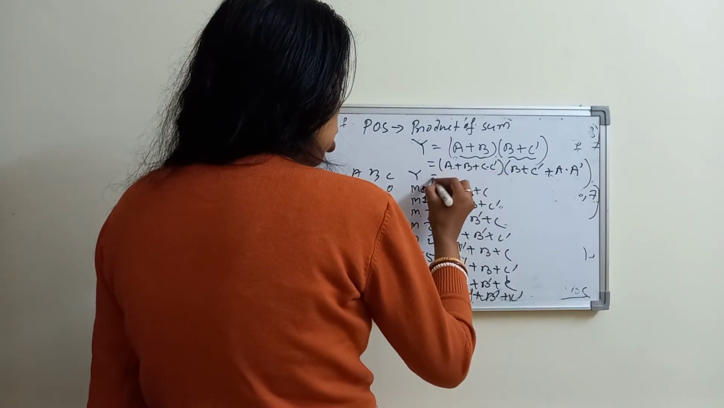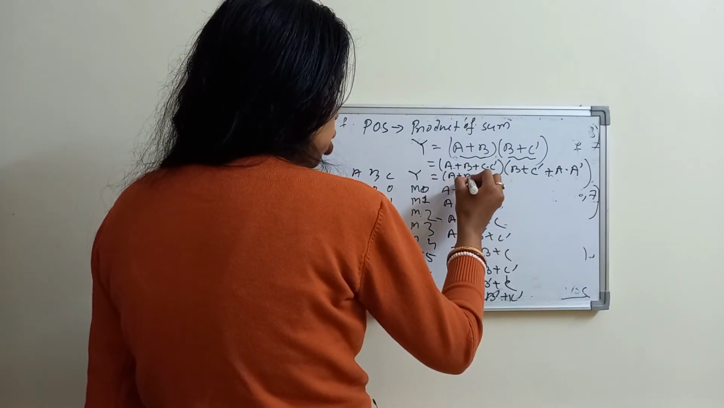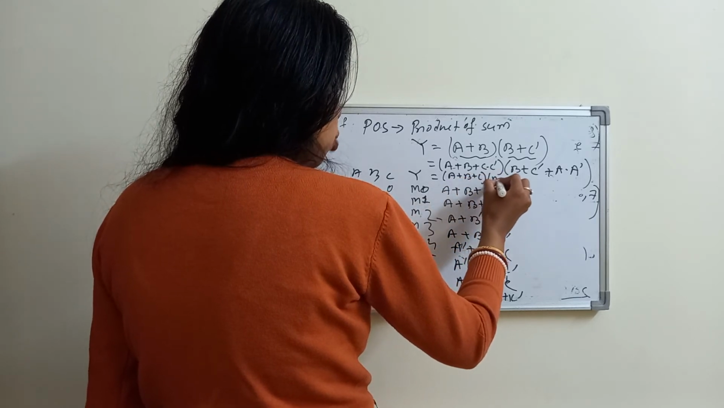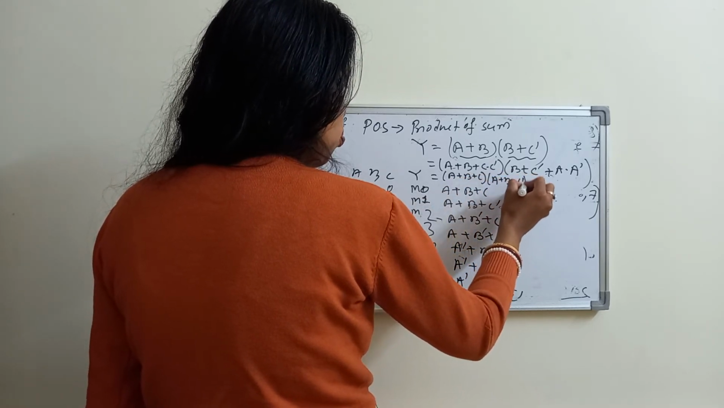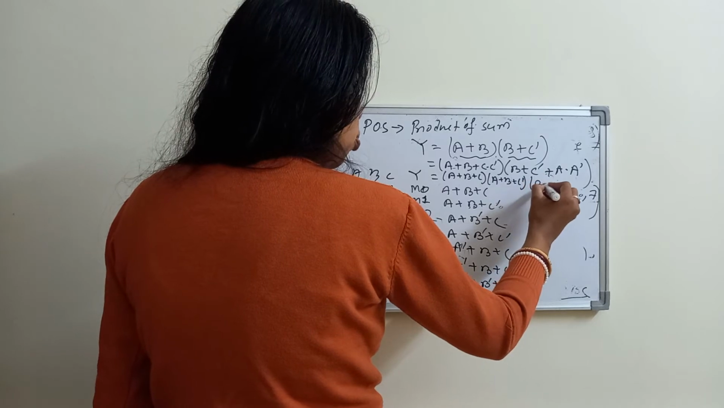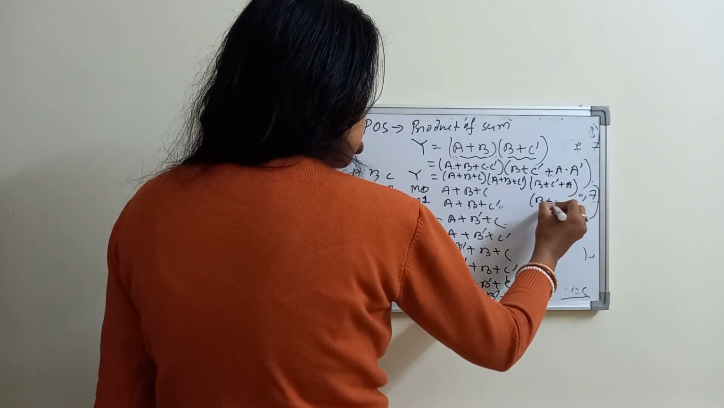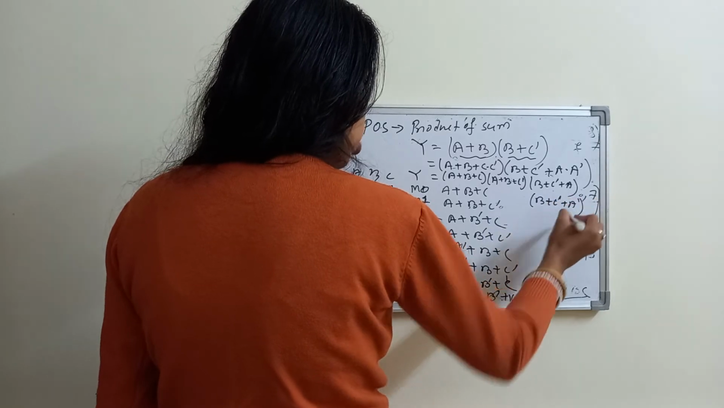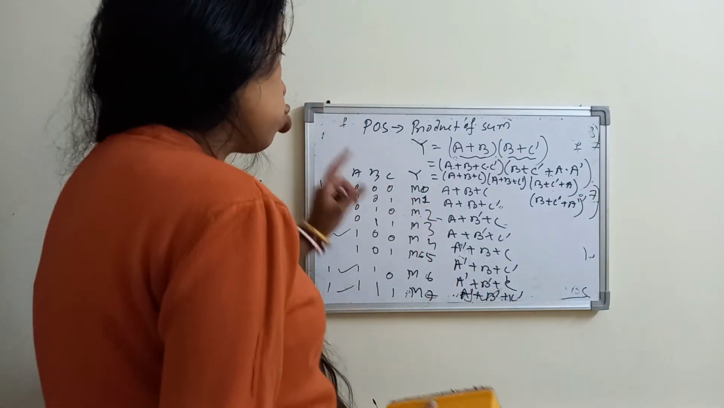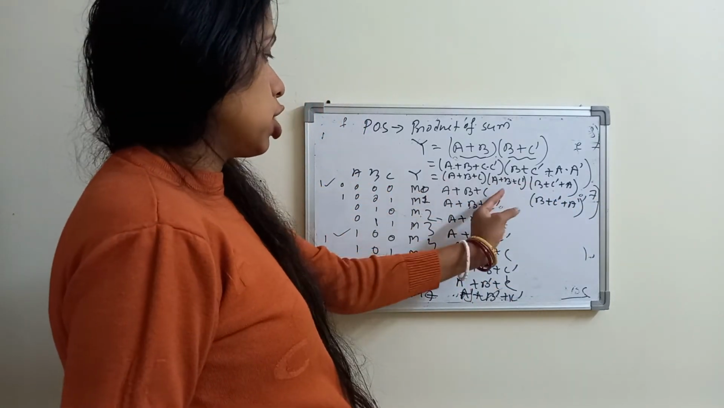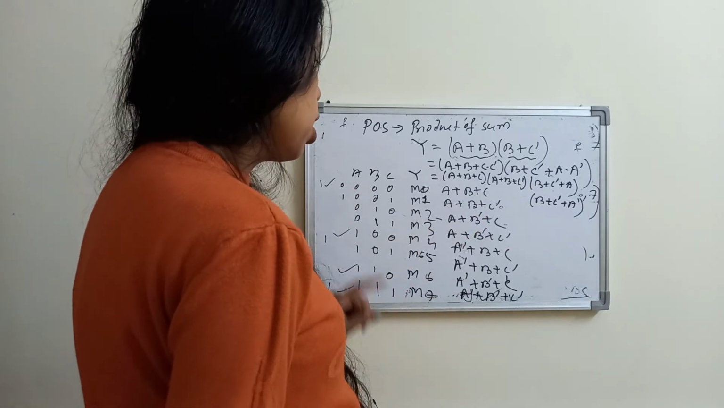Now here I can write (A plus B plus C)(A plus B plus C prime), (B plus C prime plus A)(B plus C prime plus A prime). Now I have to write the truth table. You have the final standard POS, and now I have to write the truth table.